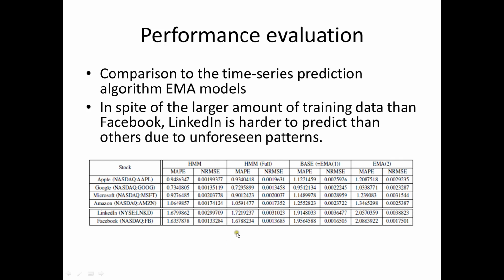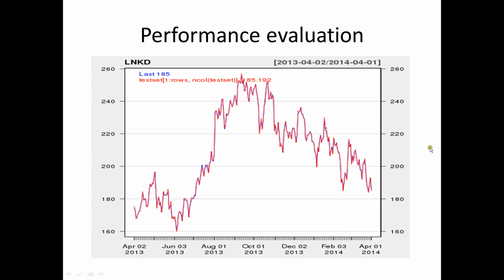What is notable here is that in spite of the larger training data set than Facebook, LinkedIn is harder to predict than the others because of unforeseen patterns like this. Here we have the LinkedIn graph, which shows lots of fluctuation. So this makes the prediction hard.